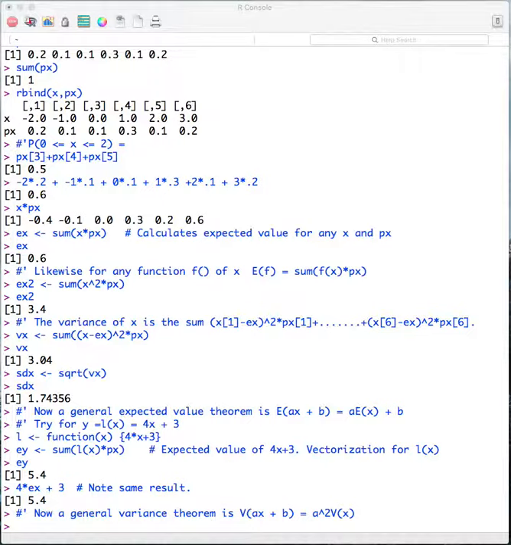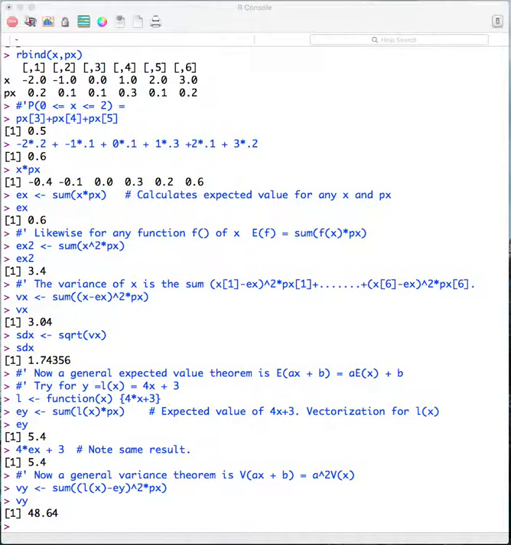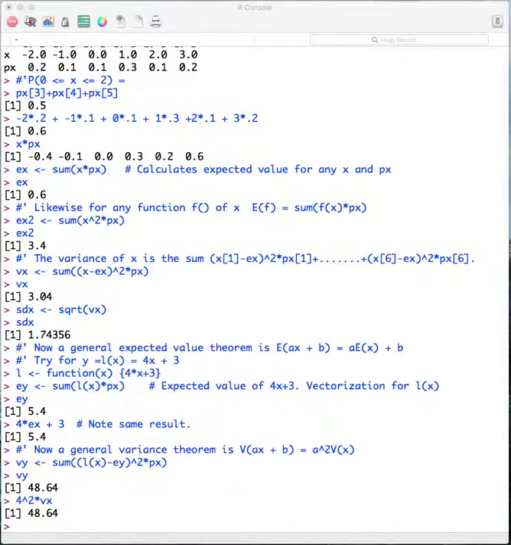So here it is with the definition. And we get 48.64. What if we take 4 squared, notice that's the a squared, times the original variance? Original variance was 3.04. Let's see what we get. 48.64. So that theorem is sort of verified in this particular case. For either of them, the standard deviation is the square root of the variance.